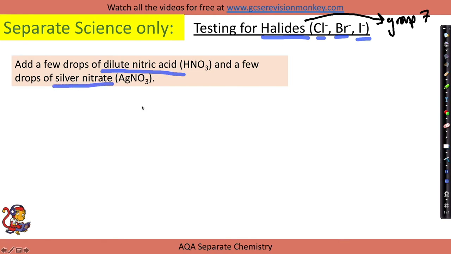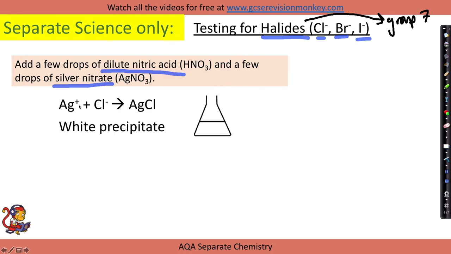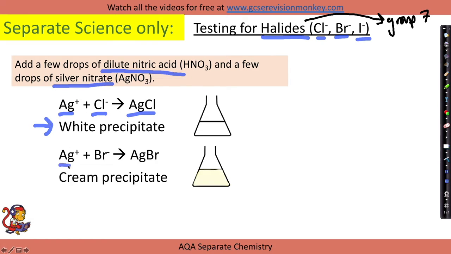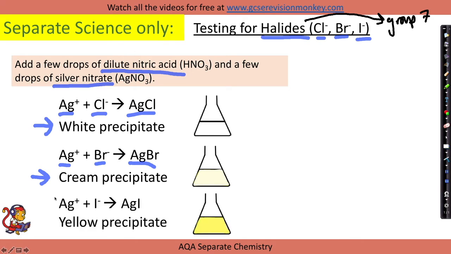So for the chloride ions, first of all, I'll show you the ionic equation. The silver ions from the silver nitrate react with the chloride ions, if they're present, to form silver chloride. And if chloride ions are present, the silver chloride is a white precipitate. For the bromide ions, again, the silver ions would react with the bromide ions to make silver bromide, but this time that is a cream precipitate. And if iodide ions were present, that would form a yellow precipitate.